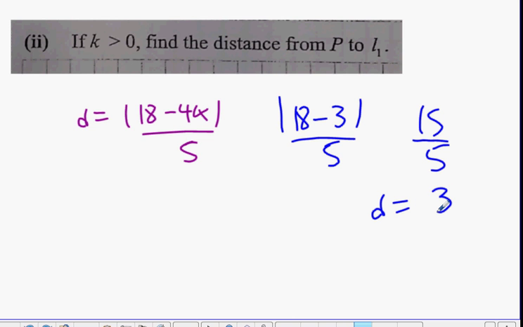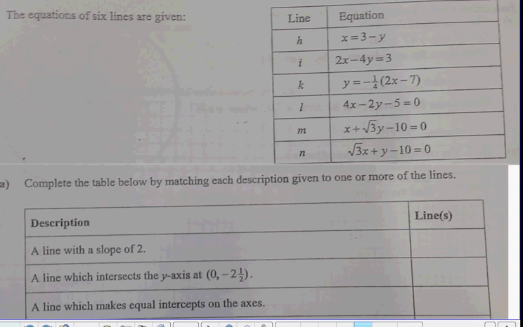3. Okay, so that worked out nice and easy. And that's us for today.